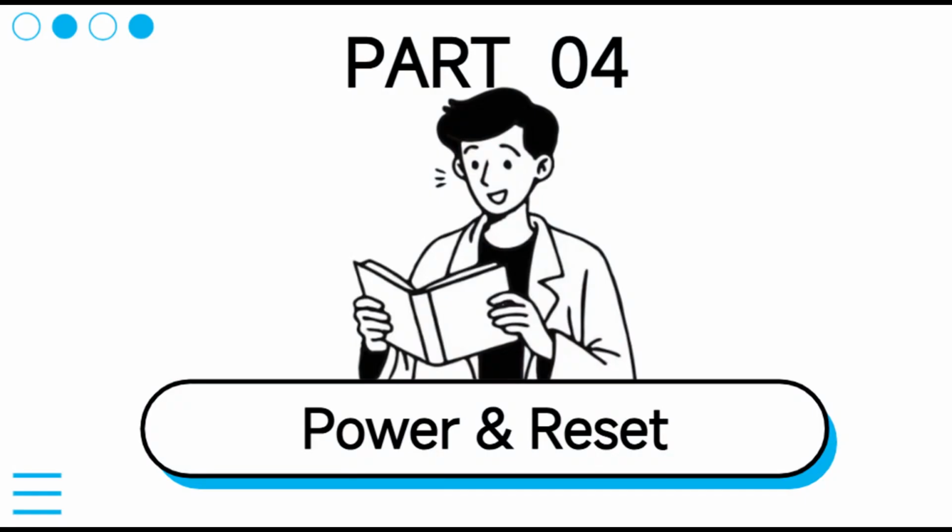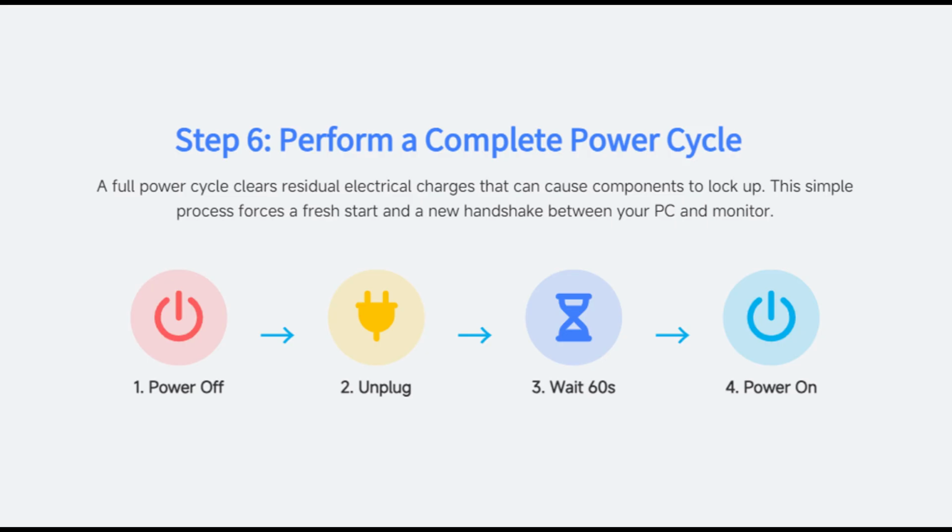You could also power cycle your setup. Turn off both your monitor and computer completely, unplug them from the power source for 30 to 60 seconds, then plug them back in and restart. This helps clear temporary glitches or signal detection errors.